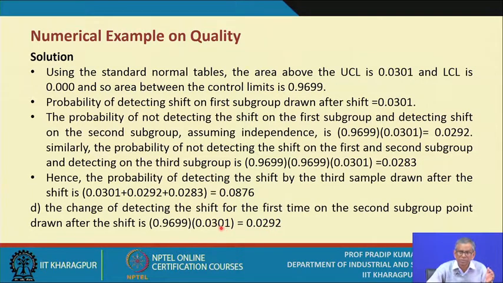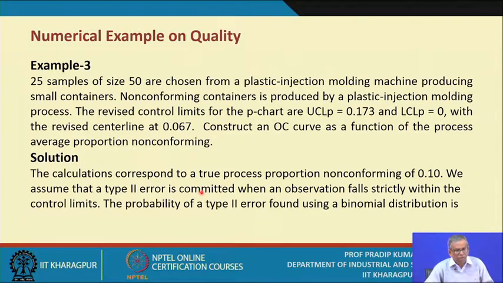That means, by the second sample only, you are detecting by the second sample. So, the corresponding probability is 0.0292. Okay. So, now one more problem I am going to discuss, that is example 3, within the next few minutes of time.